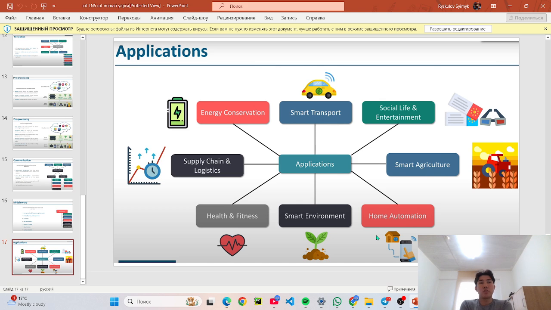Applications include smart social life, smart agriculture, home automation, smart environment, health, and fitness. We can use applications everywhere, and these connected applications communicate with each other.